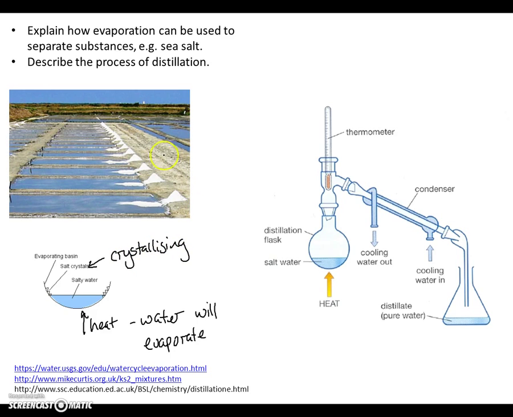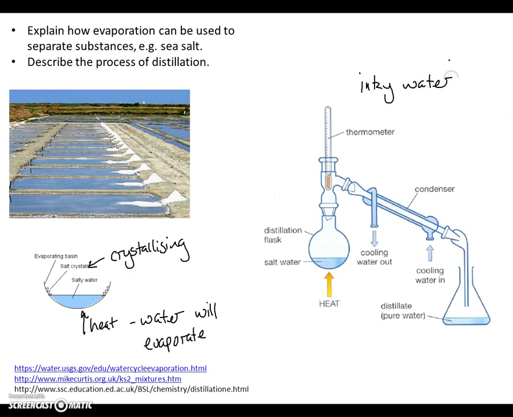Okay, and this is done in hot countries. If they want to extract salt from the sea, they just have large ponds which they fill up with seawater and then block them off so no more seawater can get in, and then just leave it in the heat of the sun, and the water evaporates and the salt just crystallizes out, and then they skim it off and sell it.